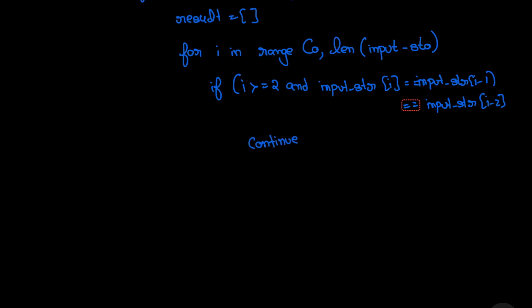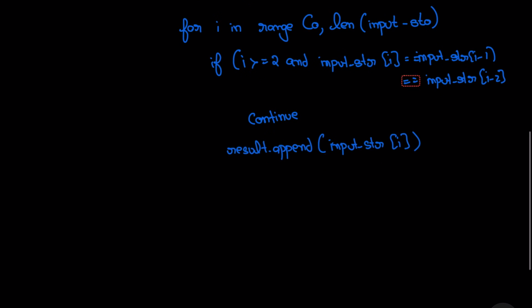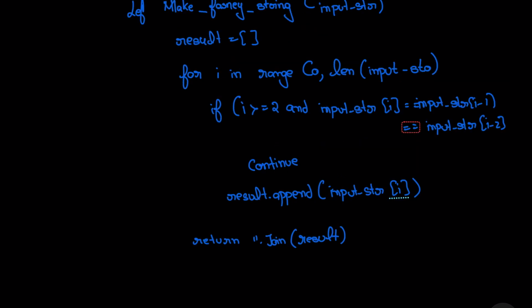Or else, if this is not the case, in the normal scenario, we'll just add the character to our list. And what will be the character? That will be input str of i, the character we are currently at. Once we are done with everything, I have to return a string, not exactly an array. So I'll use a join function on the list to convert it back to a string. And we are good. This should solve our problem.